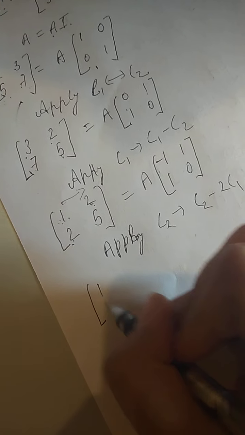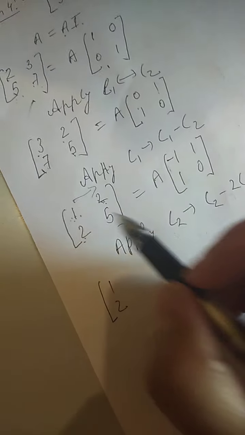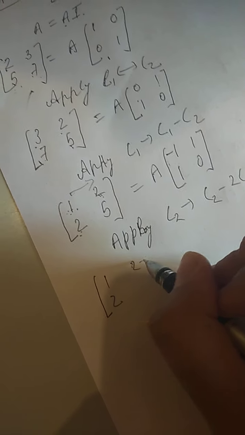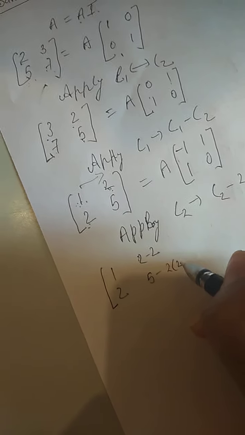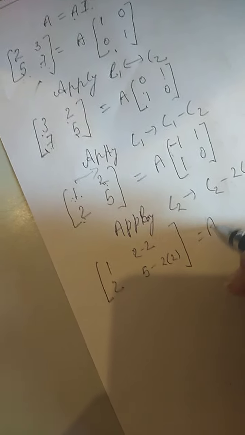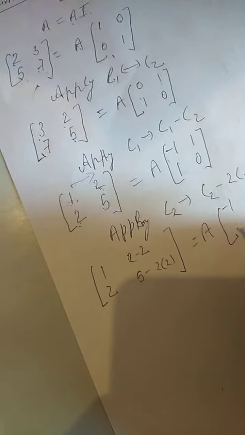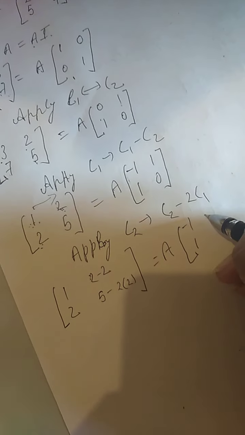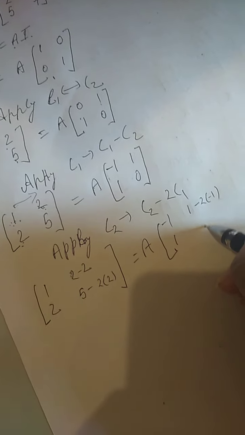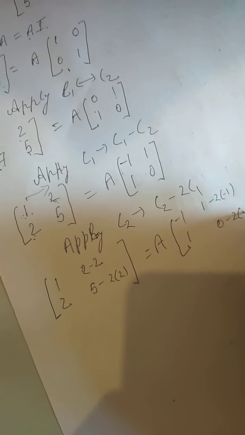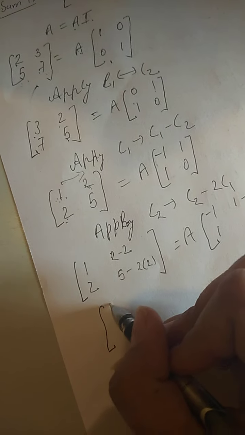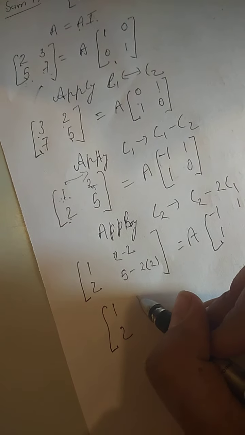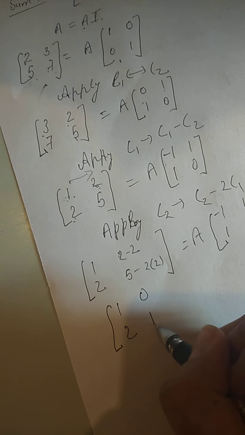There will be no change in the C1 column. 2 minus 2 times 1 will become 2 minus 2, and here it will become 5 minus twice of 2, and A will remain as such. Again there is no change in the first column. In the second column we are doing 1 minus 2 times of minus 1, and here 0 minus twice of 1, right? So here no change in the C1 column. 2 minus 2 will become 0, 5 minus 4 will become 1.